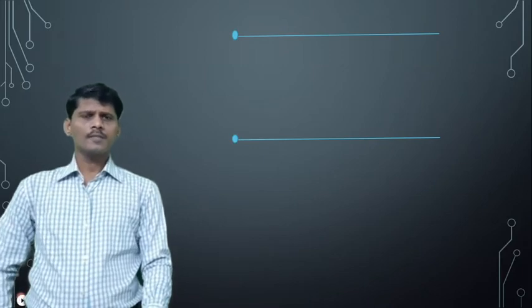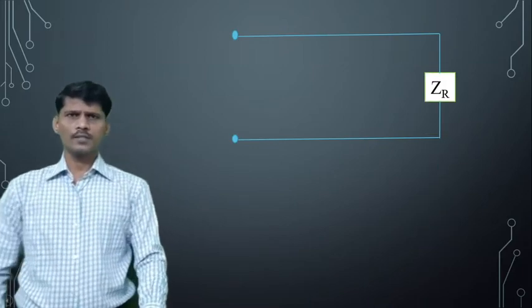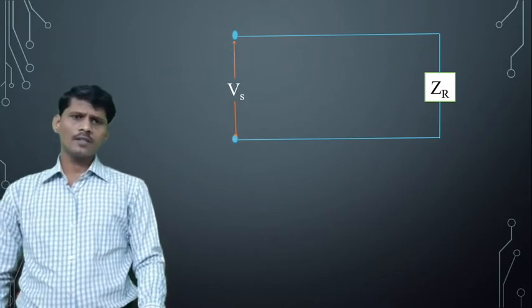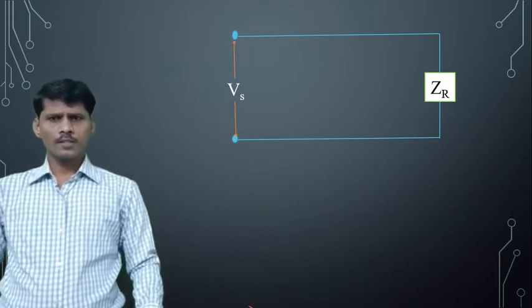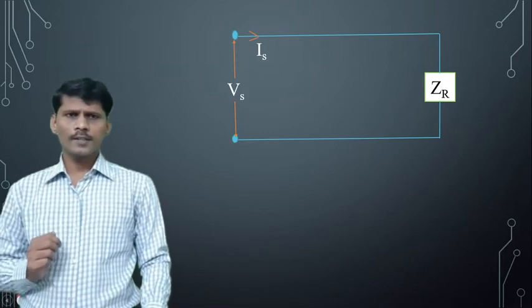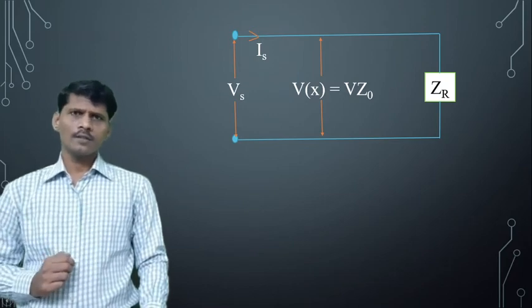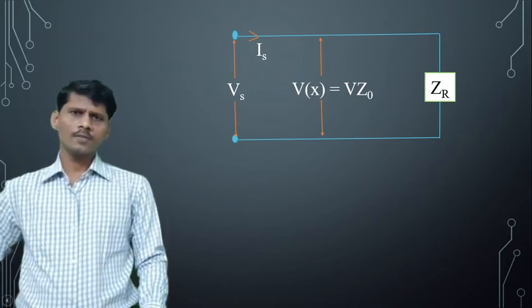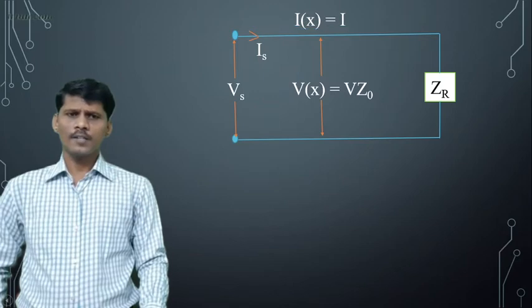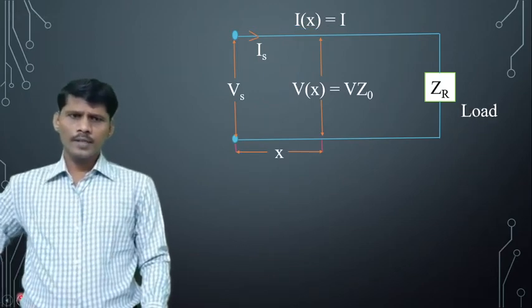And this is the transmission line, and the end of the transmission line is terminated with load impedance ZR. Vs is the input voltage of the transmission line, Is is the current flowing through the transmission line, and V of x is considered at a distance x from the sending end or input end terminals.